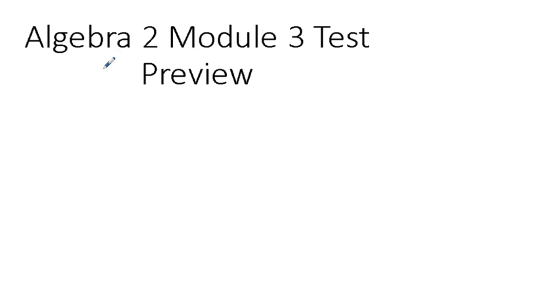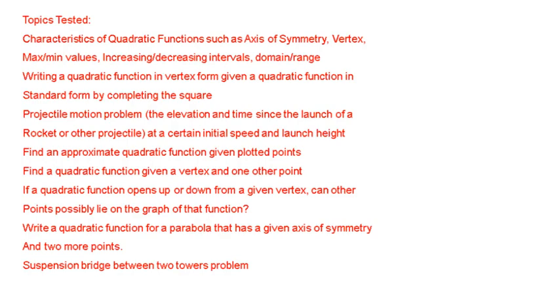Algebra 2 Module 3 Test Preview. In Algebra 2 Honors, we're going to be having a test next week. In this test, the topics that will be tested are these: characteristics of quadratic functions such as axis of symmetry, vertex, minimum and maximum values, increasing and decreasing intervals, domain, and range. Writing a quadratic function in vertex form, given a quadratic function in standard form, by completing the square.